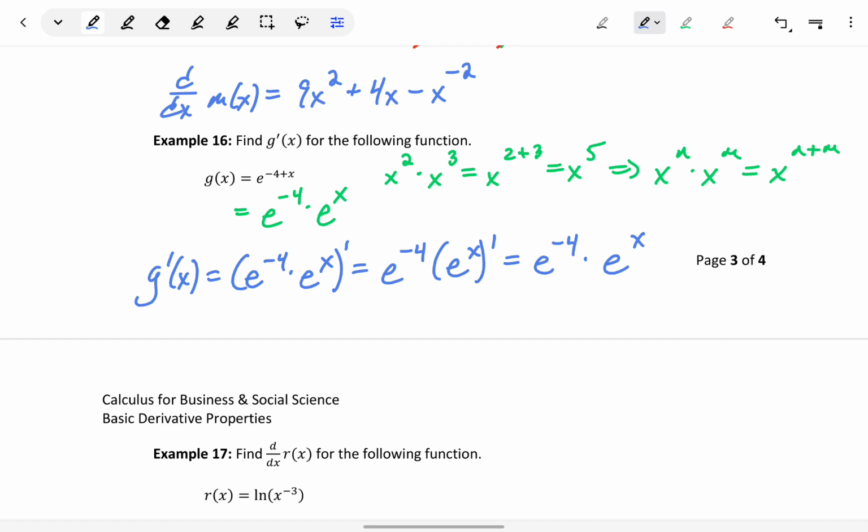And now we can use that property of exponents to merge these two factors back together to get e to the negative fourth plus x. We took a lot of steps. Our end result looks the same as our initial result, but we did go through that process of taking the derivative. Sometimes with exponentials, though, we don't see any change because of that basic property where the derivative of e to the x is just the function itself.